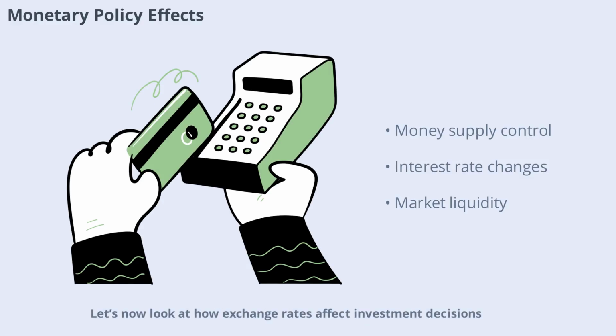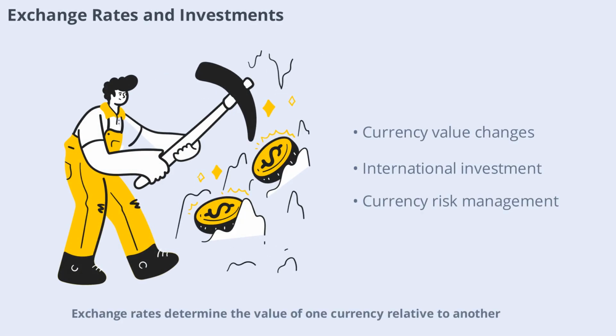Let's now look at how exchange rates affect investment decisions. Exchange rates determine the value of one currency relative to another. Fluctuations in exchange rates can impact the profitability of international investments. A strong domestic currency can make foreign assets cheaper, while a weak currency can boost returns on overseas investments. Investors monitor exchange rates to manage currency risk and optimize global portfolios.